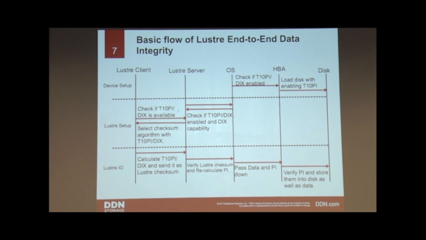This is a quick basic data flow of how Lustre T10-PI works. Before starting the Lustre server, you need to set up your hardware: you need a T10-PI capable HBA and disk. Then you load the HBA driver on the host. Once T10-PI is enabled on the disk on your host, the Lustre server automatically detects whether the host supports T10-PI or not. Then once the Lustre server is started, you can mount the Lustre file system from the client.